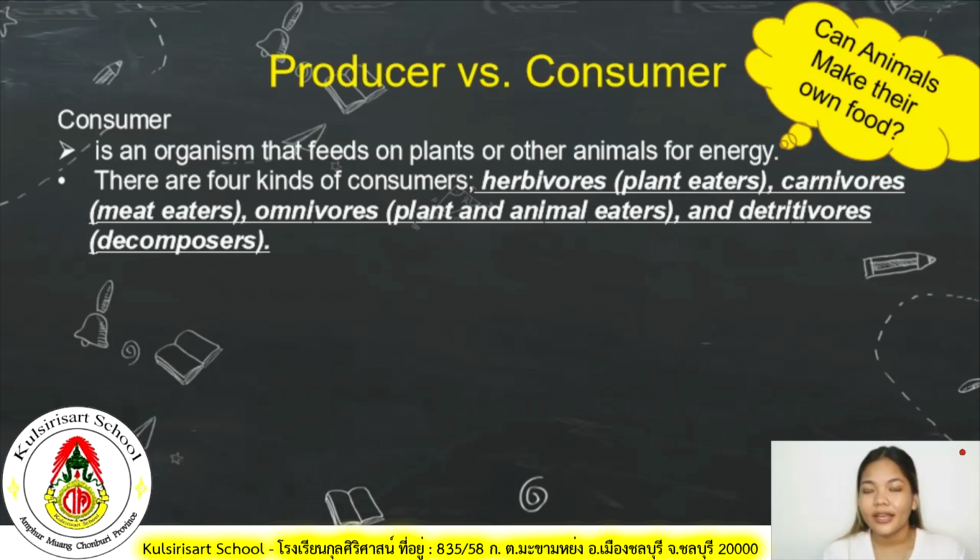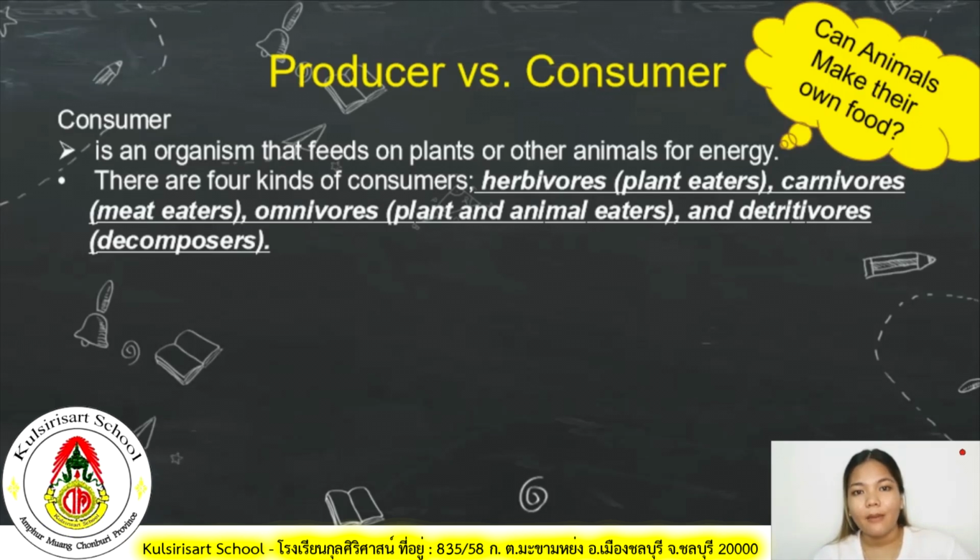There are four kinds of consumers. We have the herbivores or the plant eaters, we have the carnivores or the meat eaters, we have the omnivores or the plant and animal eaters, and we have the detritivores or the decomposers. So remember, in our previous lesson about living things in an environment as well, we studied the three classifications of animals based on what they eat.